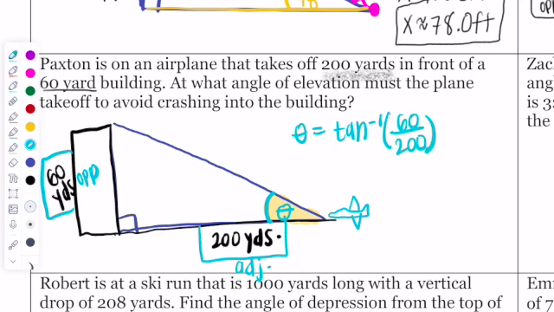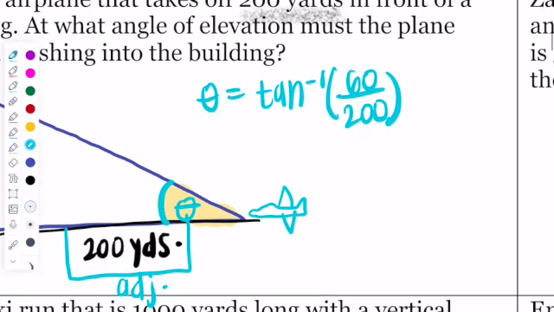So when we type that in, inverse tangent of 60 over 200, that is going to give me about 16.7 degrees. We want to round angles to the nearest whole number. So what we would say is that I need to take off at an angle of 17 degrees or more. If not, I'm going to hit this building.